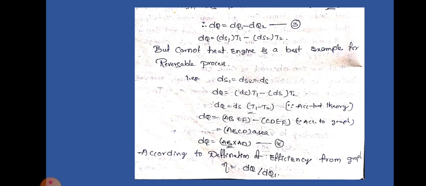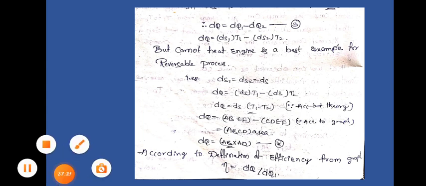Therefore dQ is equal to dS1 into T1 minus dS2 into T2. But the Carnot heat engine is the best example of a reversible process, that is dS1 is equal to dS2 is equal to dS. Therefore finally dQ is equal to dS of T1 minus T2 according to theory. According to the graph, dQ is equal to ABEF minus CDEF, that is the area ABCD, therefore dQ is equal to AB cross AD. This is equation number 4.